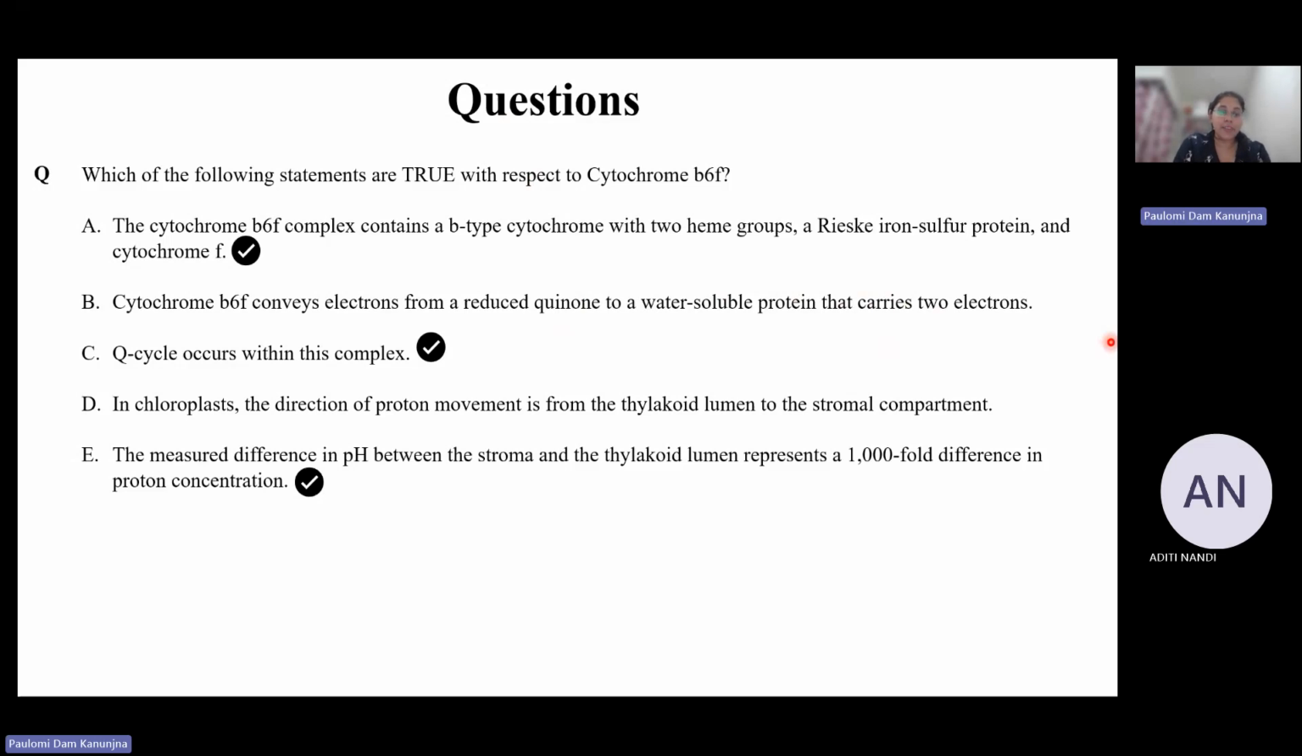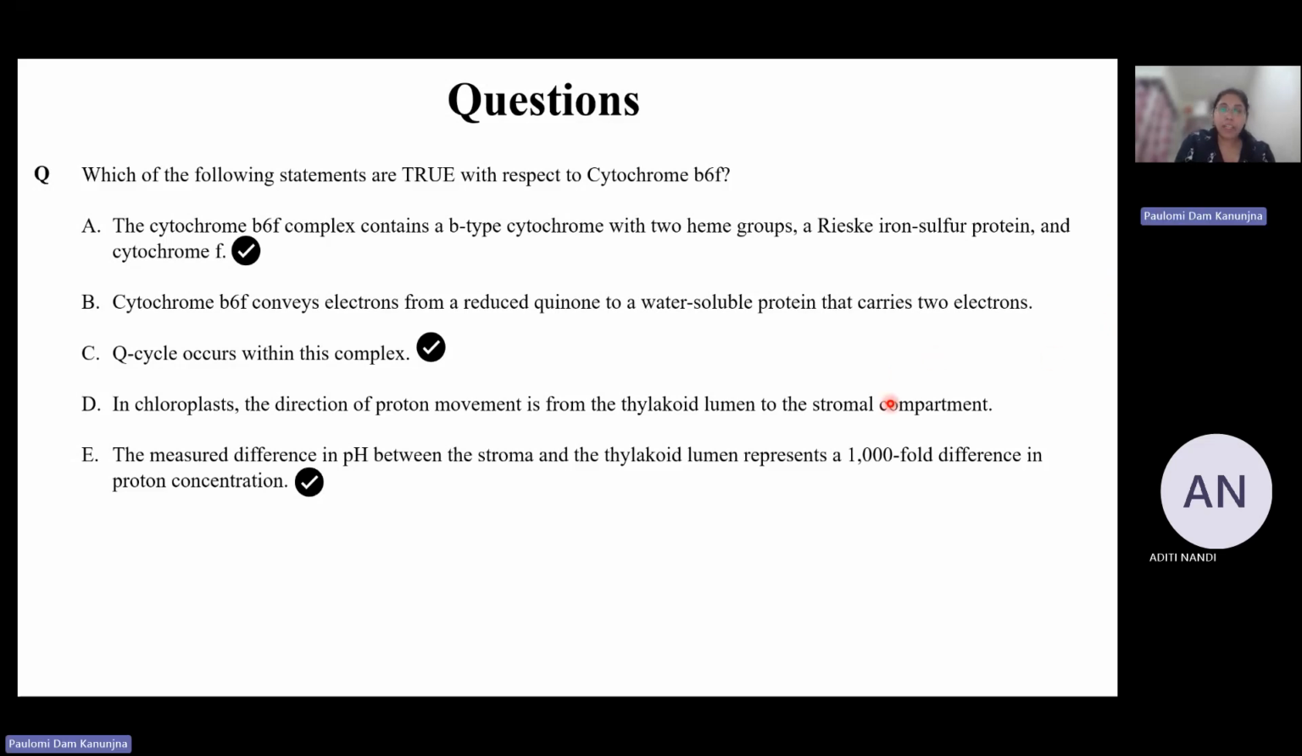Next is Q cycle. Q cycle, as we've already seen in the previous session, is basically the cycling of electrons. And we already saw this, right? That the Q cycle takes place in the B6F complex, which is basically when you have the plastoquinol electrons being transferred back to the ground state, right?